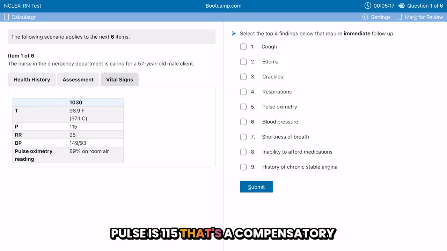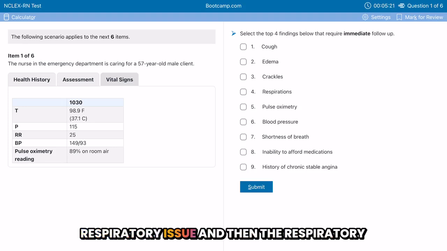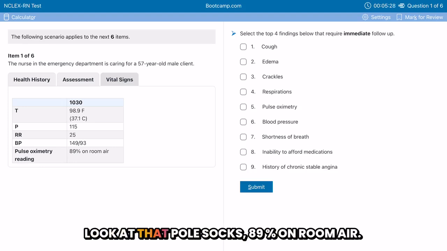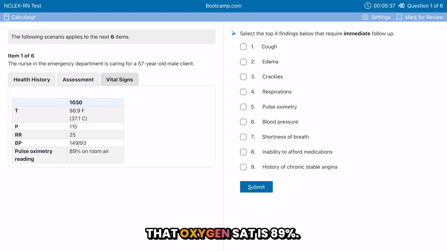Pulse is 115. That's a compensatory mechanism when someone is having a respiratory issue. And then the respiratory rate, which is 25. 25 is pretty elevated. Look at that pulse ox, 89% on room air. So they have no assistive oxygen going on here. It's just them breathing on their own, and that oxygen sat is 89%. It should not drop below 95%.